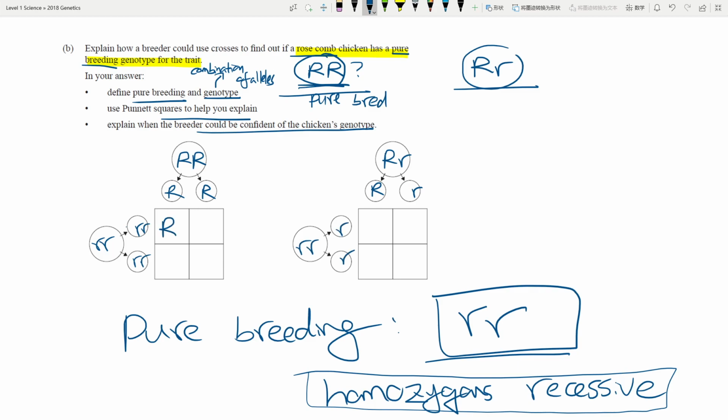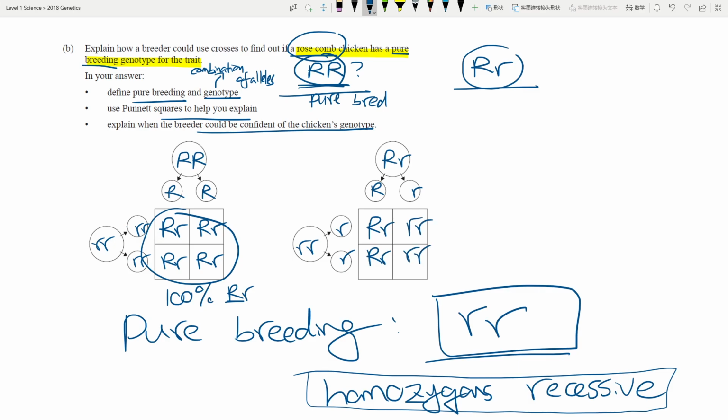If your individual was a purebred organism, using the Punnett square, you can see this is 100% heterozygous, which means there's 100% rose-comb, because you always have the big R. But if you cross a homozygous recessive with a heterozygous individual, you're going to get 50% small r, which is going to be single comb.